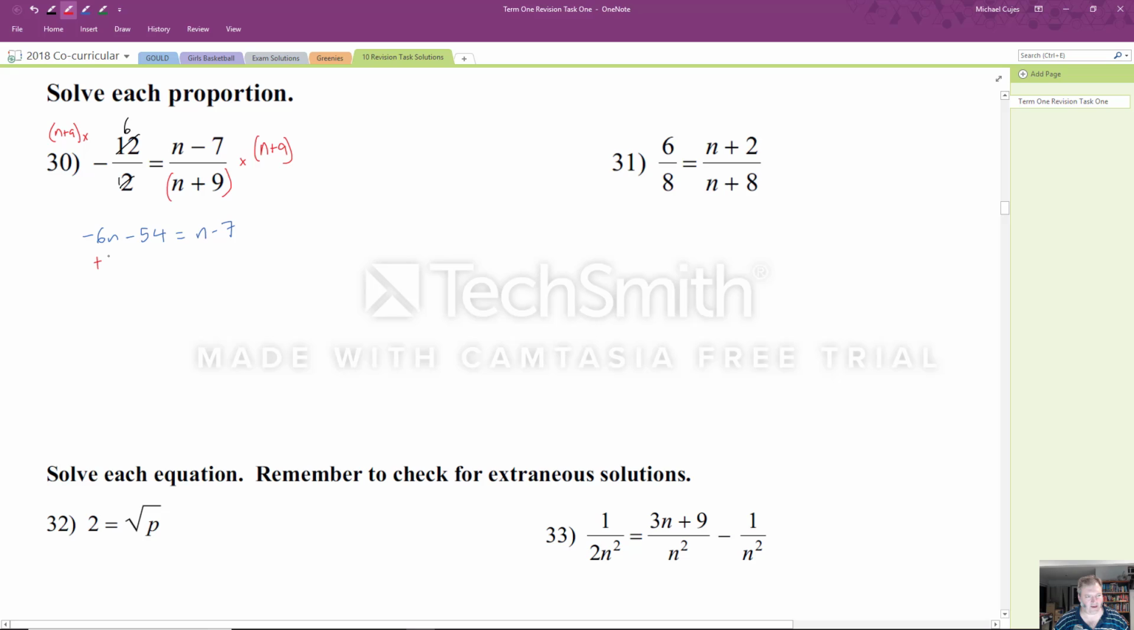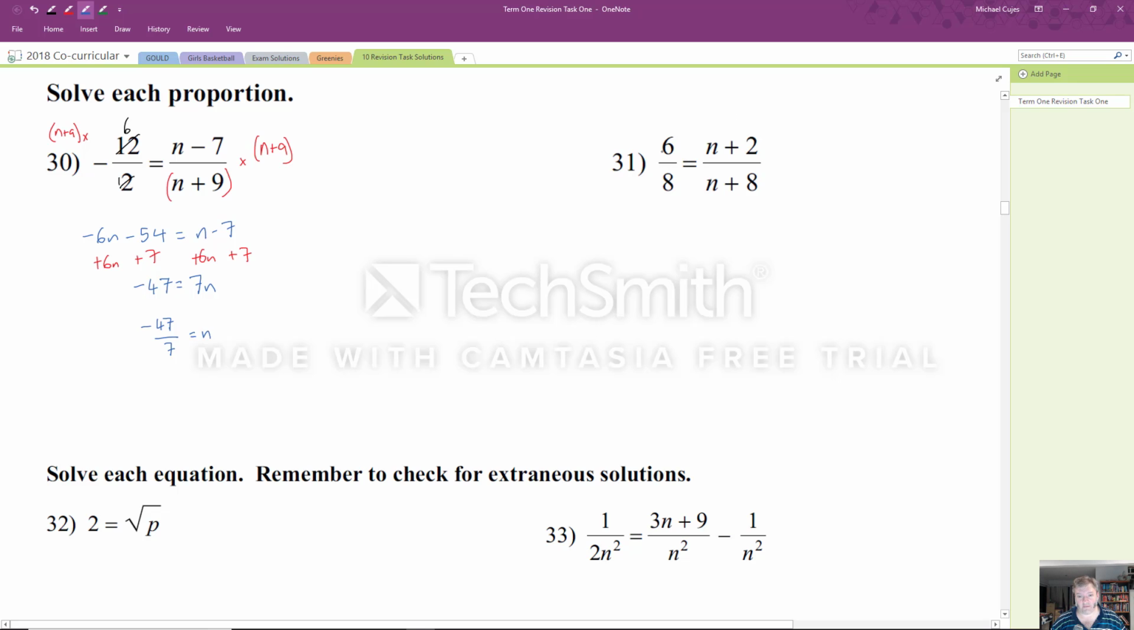We're going to collect all our n's on one side, so that's the smaller one, negative 6n, so I add 6n to each side. Opposite of subtracting 7 is to add 7, so I'm going to add 7 to each side. And we're done. Negative 54 plus 7 is negative 47, and that equals 7n, and of course you can divide by 7. Negative 47 divided by 7 is equal to n. Easy as that. 31, same sort of thing, so hopefully you've got the hang of it now.